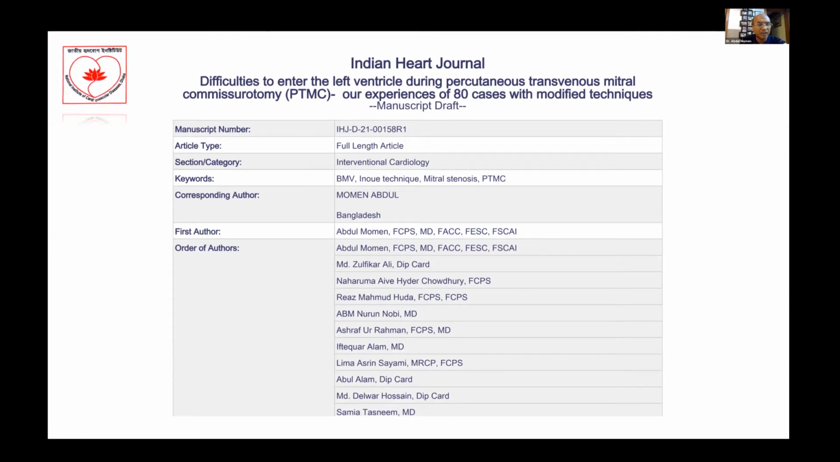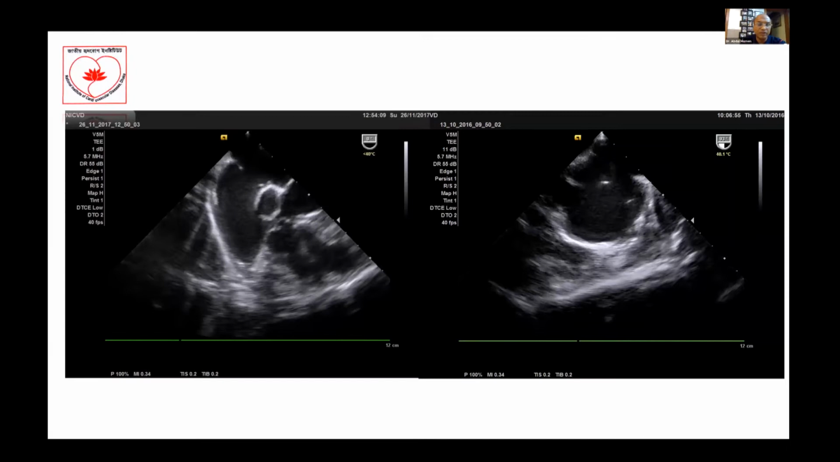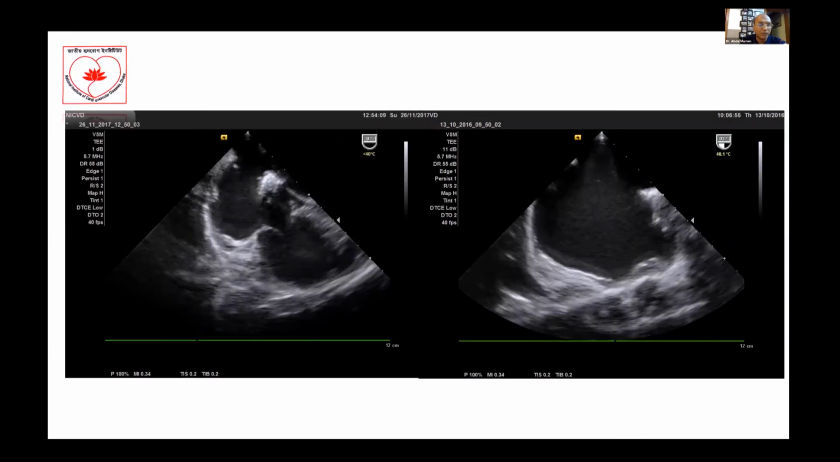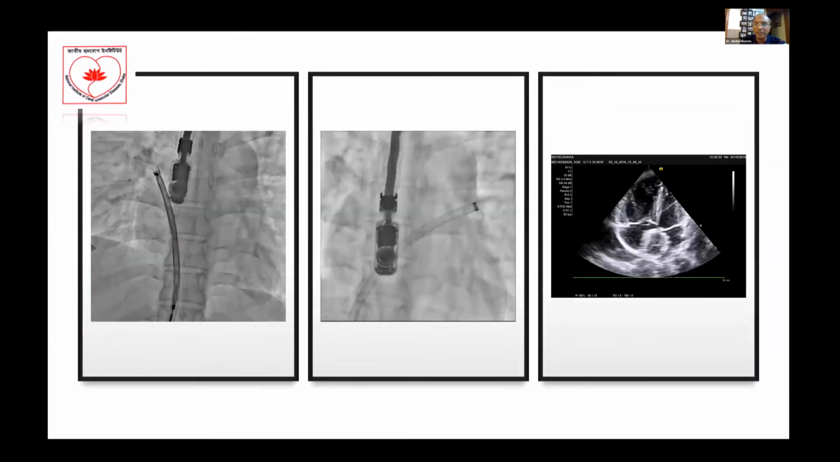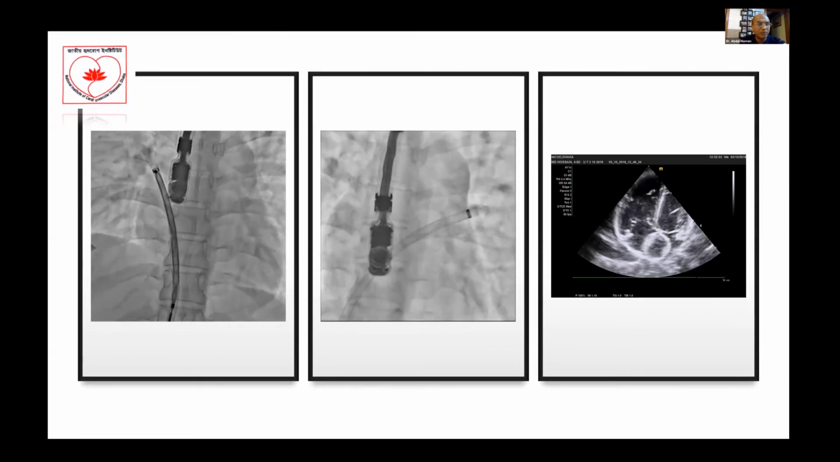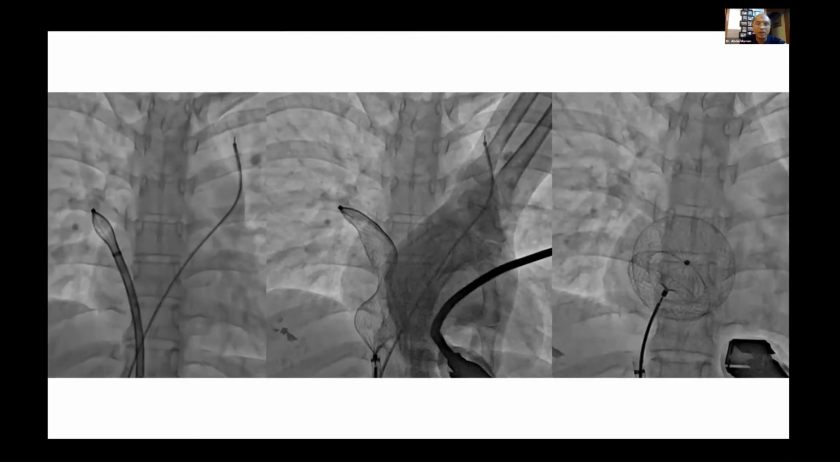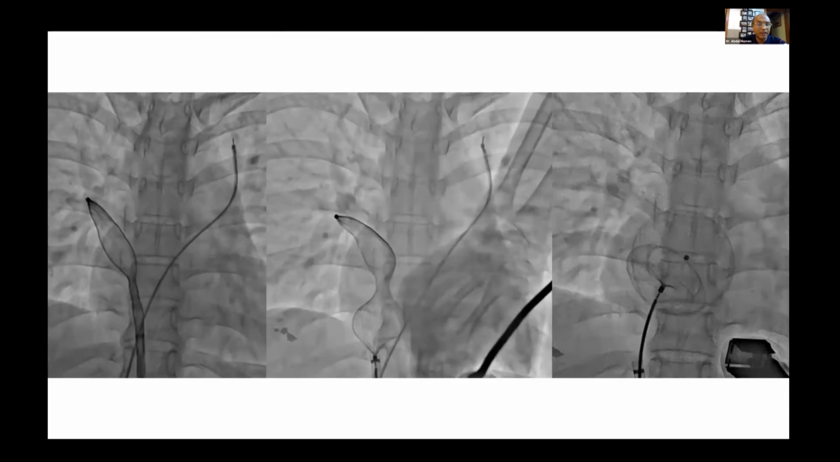I'm sharing some difficult cases. This is a floppy posterior superior rim and floppy inferior rim. We failed from the LUPV approach. We failed from the RUPV approach. Every time the device slipped into the RA. So we took the help of a multi-purpose catheter in the LUPV, and from the RUPV approach, we deployed the device. So this is one of the techniques in difficult cases.